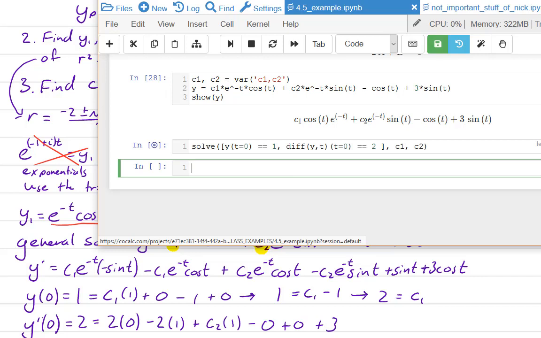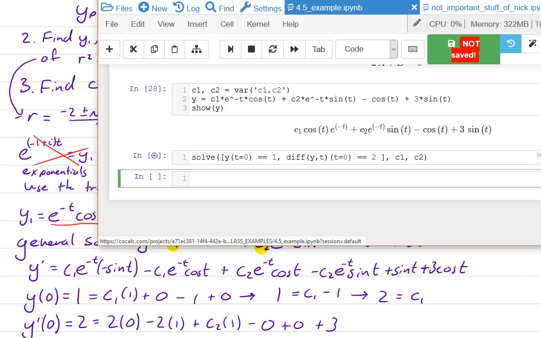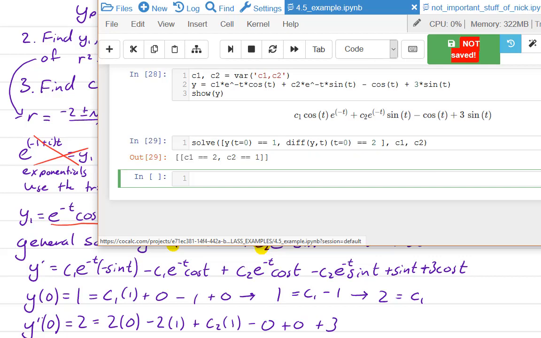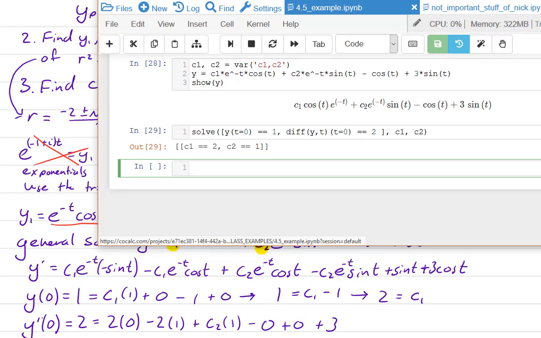See what we got. Hopefully I didn't make any mistakes here. Always a little nervous when it's thinking for too long. Oh dear. Oh, there it is. C1 equals 2, C2 equals 1. Why does it say it only took 0.011 seconds? Maybe I just have a slow internet connection.